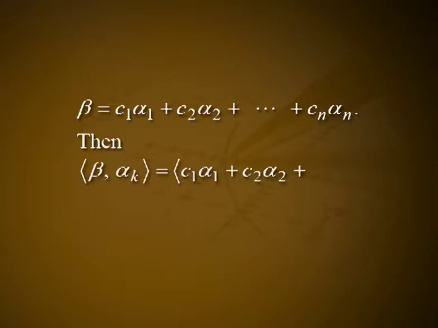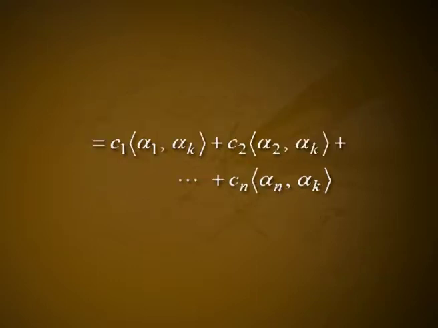Theorem 1. An orthogonal set of non-zero vectors is linearly independent. Proof. Let S be a finite or infinite set of non-zero vectors in a given inner product space. Suppose alpha 1, alpha 2, etc., alpha n are distinct vectors in S and that beta is equal to c1 alpha 1 plus c2 alpha 2 plus etc. plus cn alpha n. Then the inner product of beta and alpha k is equal to the inner product of c1 alpha 1 plus c2 alpha 2 plus etc. plus cn alpha n with alpha k, which is equal to c1 times the inner product of alpha 1 and alpha k plus c2 times the inner product of alpha 2 and alpha k plus etc. plus cn times the inner product of alpha n and alpha k, which is equal to ck times the inner product of alpha k with itself.